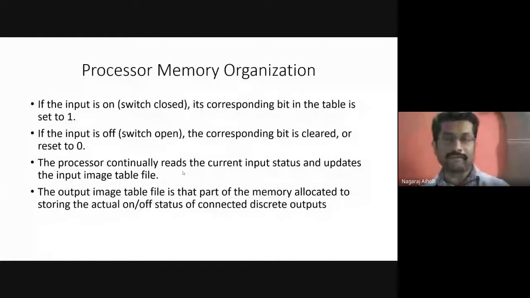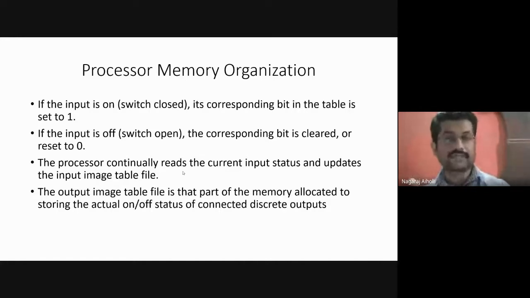Suppose after 2 or 3 seconds there is again an update, and the input status of the same switch has changed. I'm talking about the same switch. If the switch is now in the open position, previously it was closed, then that status will be updated immediately, and it will store 0 in that particular bit where it was storing 1 previously. As the status of the switch has changed, it will update that and store a 0 in that bit position.